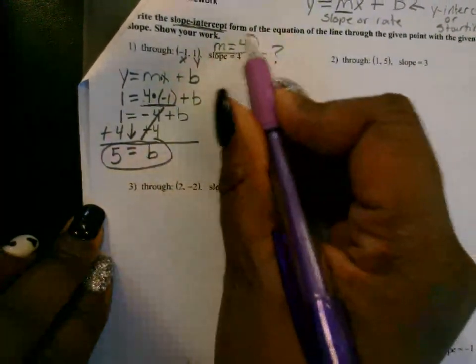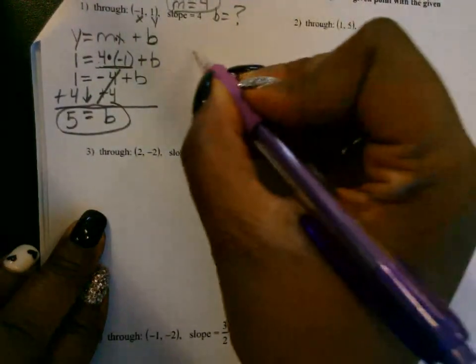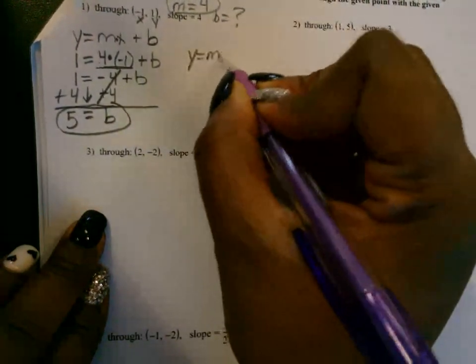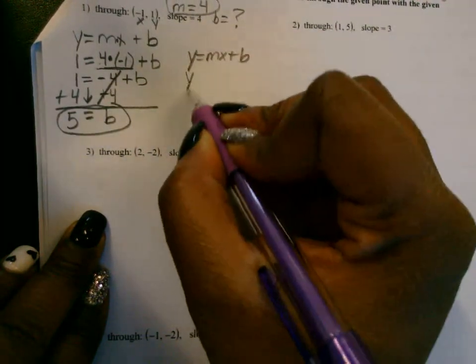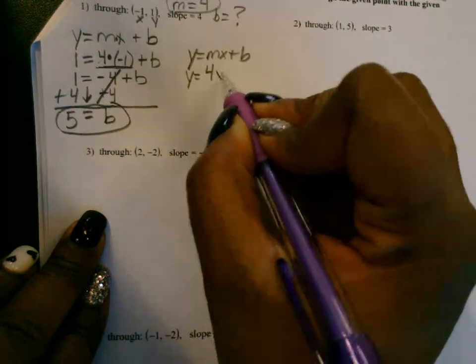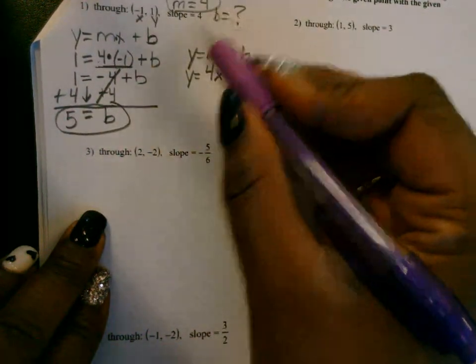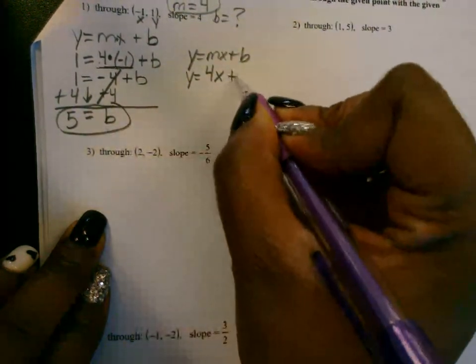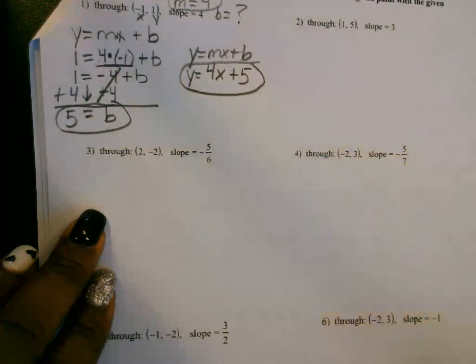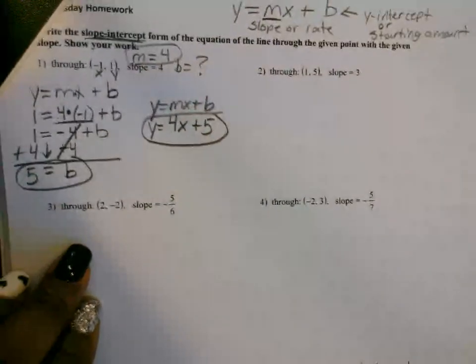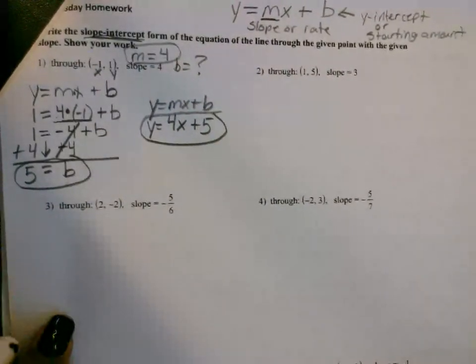So I have m and I have b. So this is the last step. To write the equation in slope-intercept form, all you're doing is substituting whatever m is. M is 4, so this is 4x now. And b is a positive 5, so I put plus 5. If b was -5, I'd put -5. But since b is a positive 5, I put plus 5. So that's how we do that.